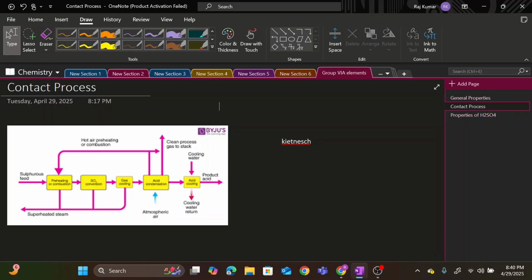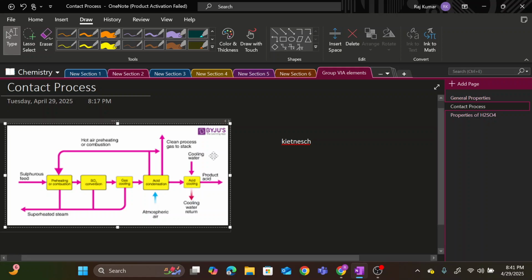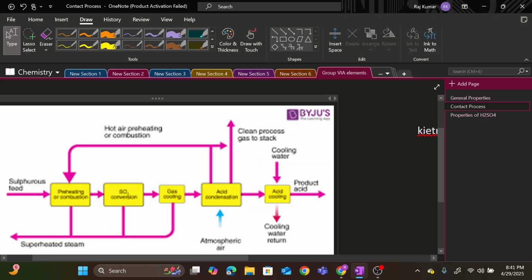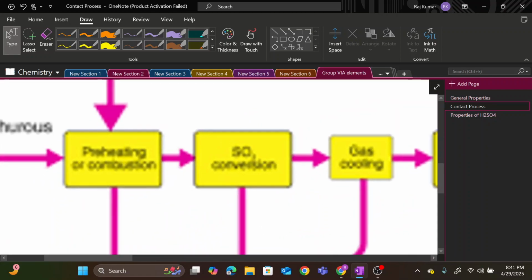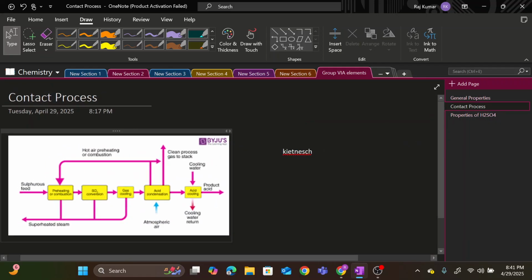The contact process is pretty simple. What we actually do is we first take sulfur or iron pyrite in a burning furnace or a sulfur burner, in which we burn it at a very high temperature to produce impure sulfur dioxide gas, and that impure sulfur dioxide gas then goes into the purifying chambers.